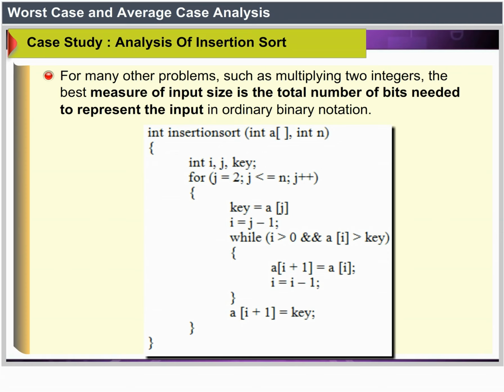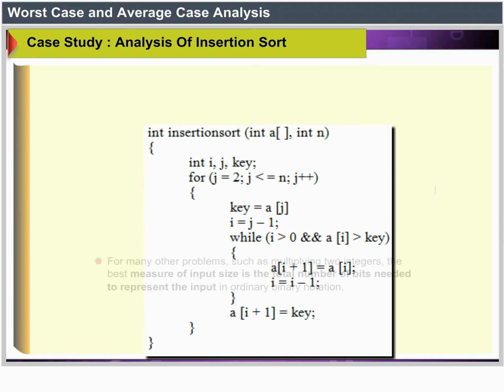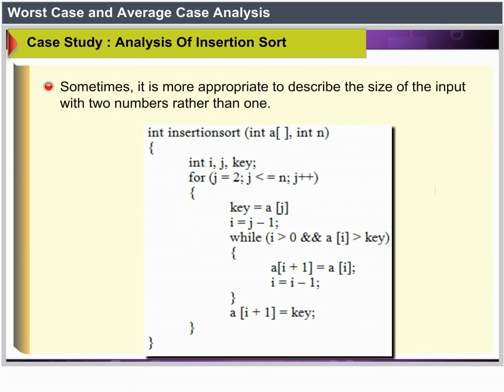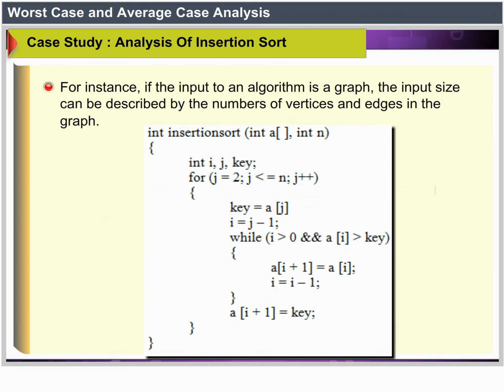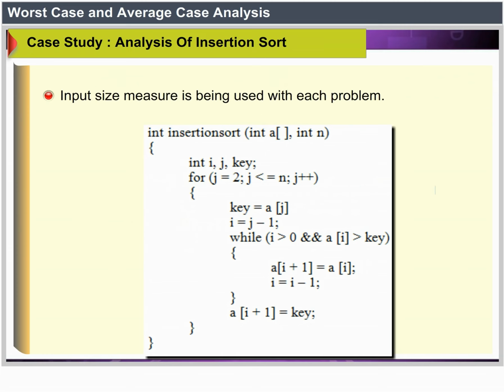Sometimes it is more appropriate to describe the size of the input with two numbers rather than one. For instance, if the input to an algorithm is a graph, the input size can be described by the numbers of vertices and edges in the graph. We should state which input size measure is being used with each problem.